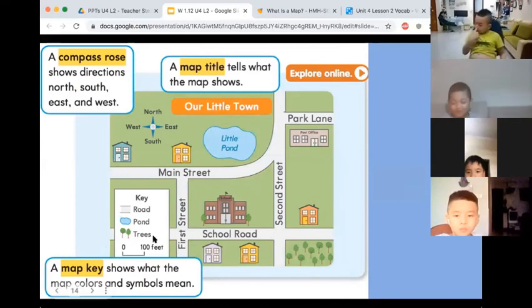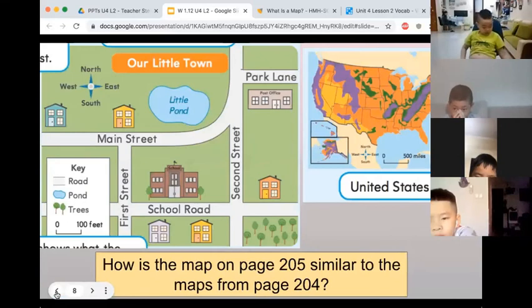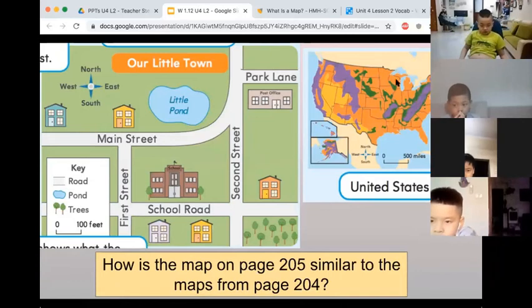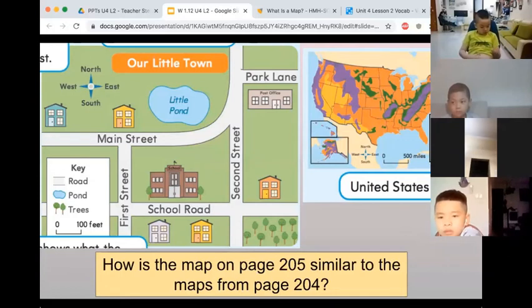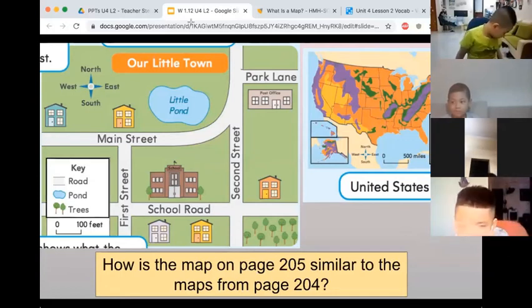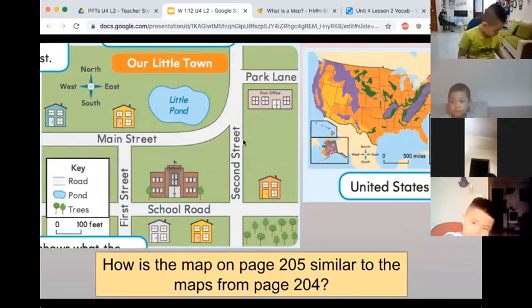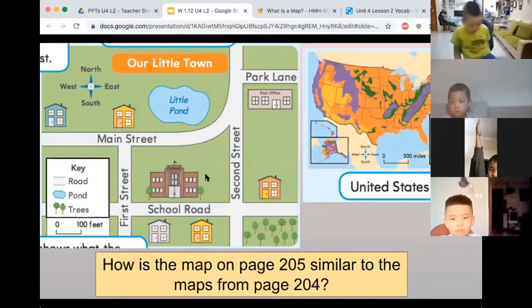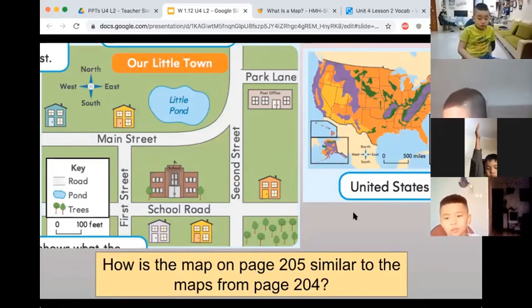So look at this map key. And now look at this map key from page 204. Look at the two map keys. They're different. How are they different? One minute, okay? One minute. How are these map keys different? Please raise your Zoom hand. How are these map keys different? Anyone new? QK, go ahead.